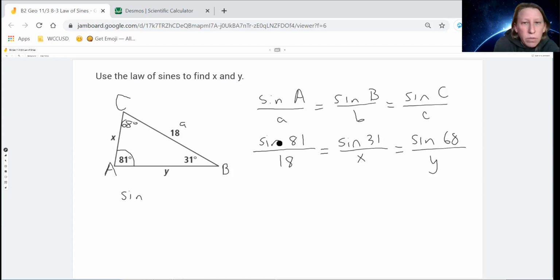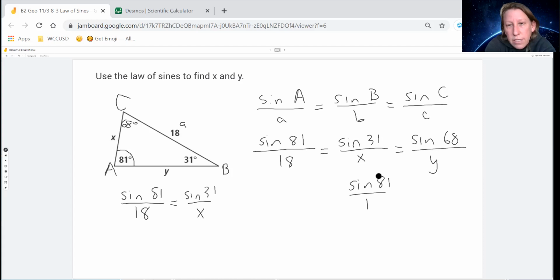So I'm going to set up the proportion over here. This is going to be sine of 31 over X. And then I'll actually set the other one up too. I'm going to do the same idea. Sine of 81 over 18 equals the sine of 68 over Y. Okay, those are my 2 problems. This one I can solve for X, this one I can solve for Y, and then I'm done. So I'm going to do this.